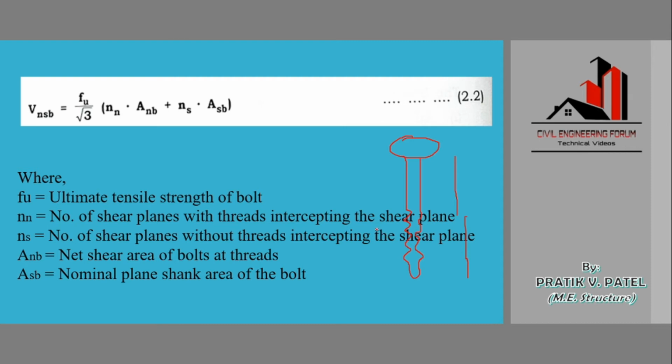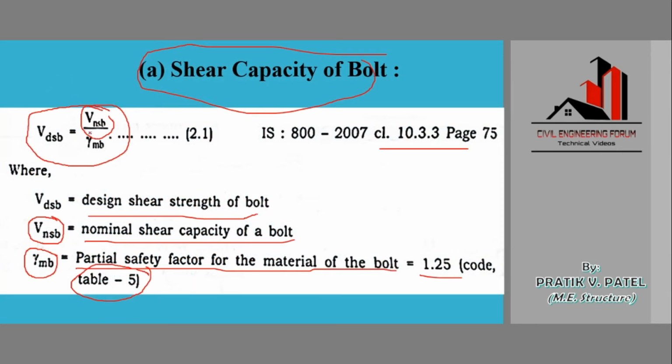If we cut the bolt from here like this and find out the net area, then it is known as the net shear area of the bolt at threads, because we have cut the cross section at threading. But if we cut the cross section of the bolt at the shank, then it is known as the nominal plain shank area of the bolt. So this is A_nb and A_sb. In this way we can find the value of V_nsb, that is the nominal shear capacity of the bolt, in order to find V_dsb, that is the shear capacity of the bolt.